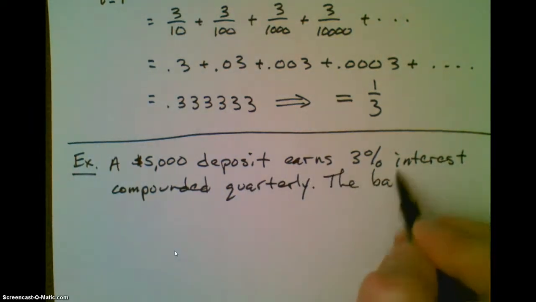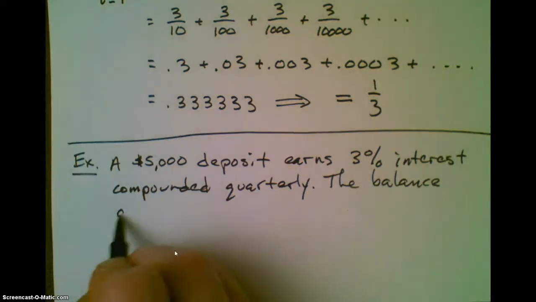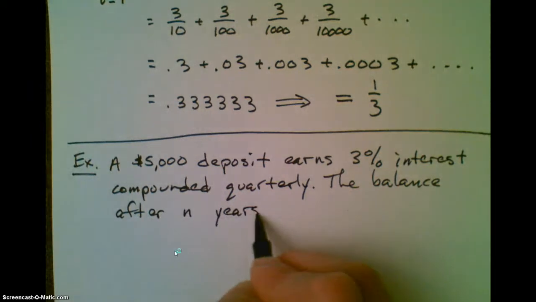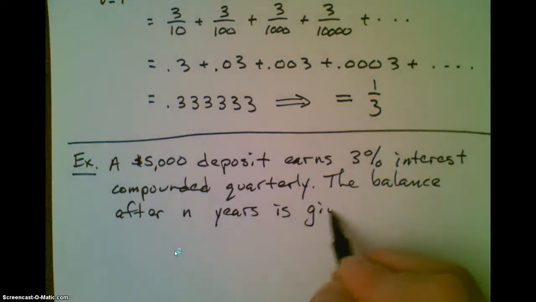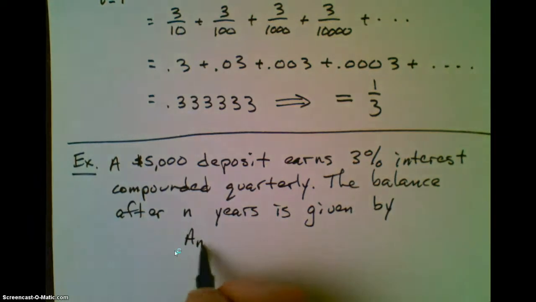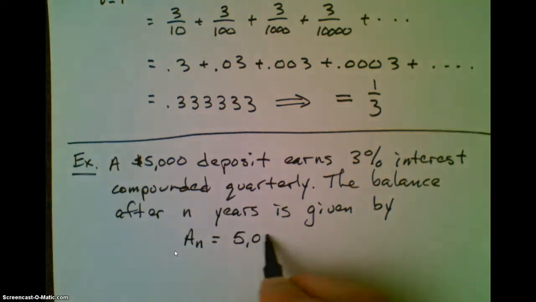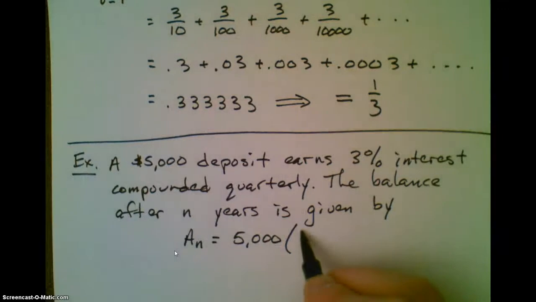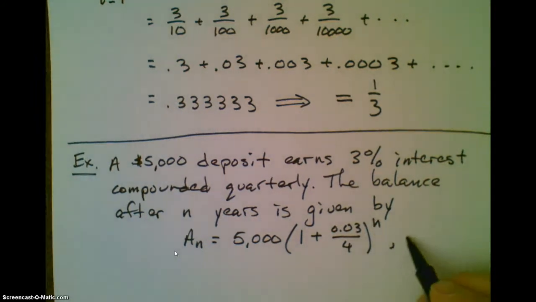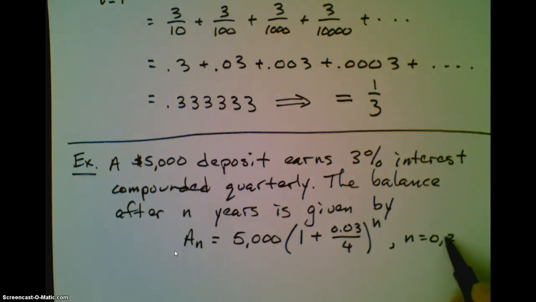The balance after n years is given by a sub n is equal to 5,000 times 1 plus 0.03 divided by 4 to the power n, where n is equal to 0, 1, 2, 3, etc.